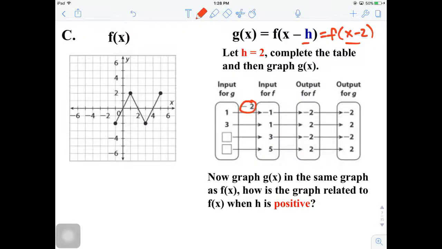1 minus 2 gives us a -1. 3 minus 2 gives us a 1. So what minus 2 is going to give us 3? So that answer should be 5. 5 minus 2 gives us 3. And what minus 2 is going to give us 5? And the answer is 7. So 7 minus 2 gives us 5.